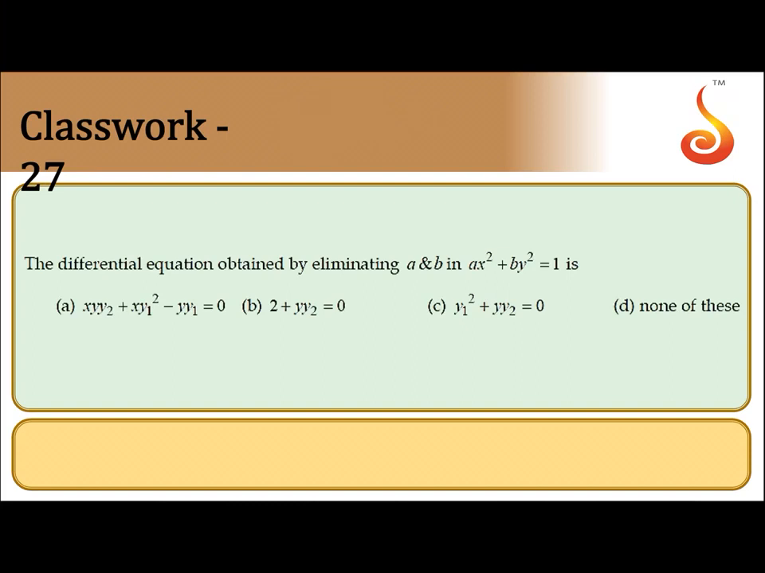Coming to the second one, the differential equation obtained by eliminating a comma b from this equation. Let me take up ax square plus by square is equal to 1. Let me differentiate. As there are two parameters, a comma b, to eliminate, we need to differentiate it twice.